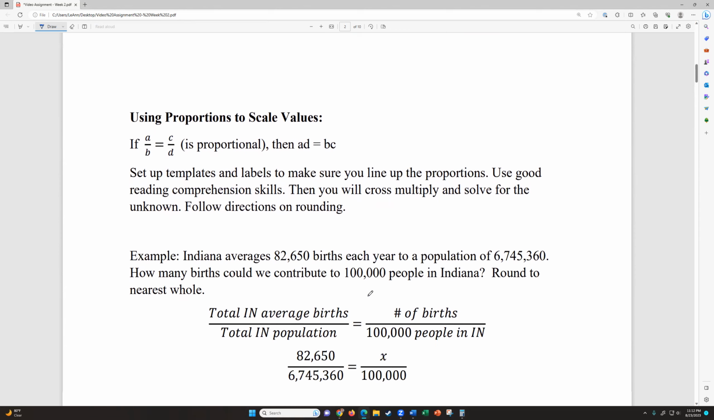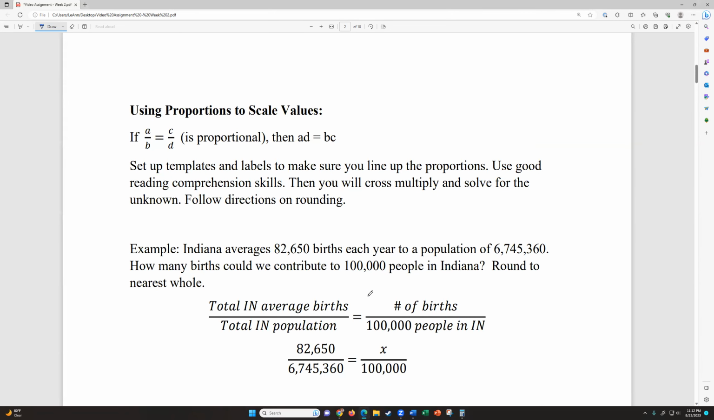And then we're going to look at the next little topic, which is use proportions to scale values. So we already kind of talked about this a little bit, but this is using proportions to do it. So these types of problems, they'll give you an actual value and usually a population. And they'll say, well, what amount of that item would be out of just 100,000 people or 10,000 people? So if you look at this one, it says Indiana averages 82,650 births. That would be total Indiana average births each year to a population of 6,745,360. So that's our total Indiana population.